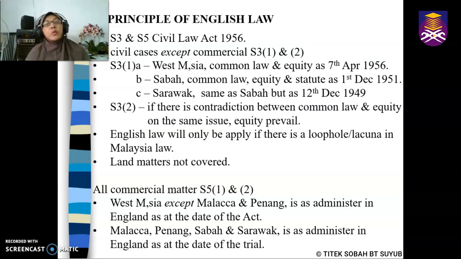So if there is a lacuna in our law, meaning going through all the statutes, there is a loophole in our law, meaning there is no provision with regard to certain matters, then under that situation, what do the judges need to do? Under that situation, the judges will be referring to English law. And what is the law which gives them the power to do this? This is actually enshrined in Section 3 and Section 5 of the Civil Law Act 1956.